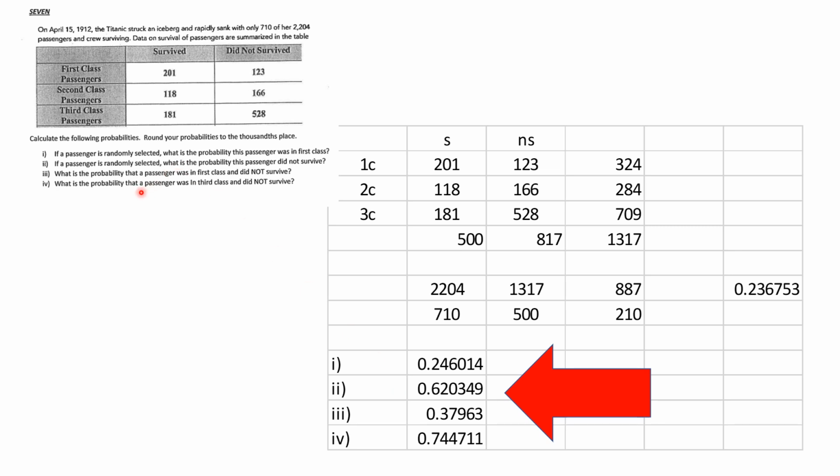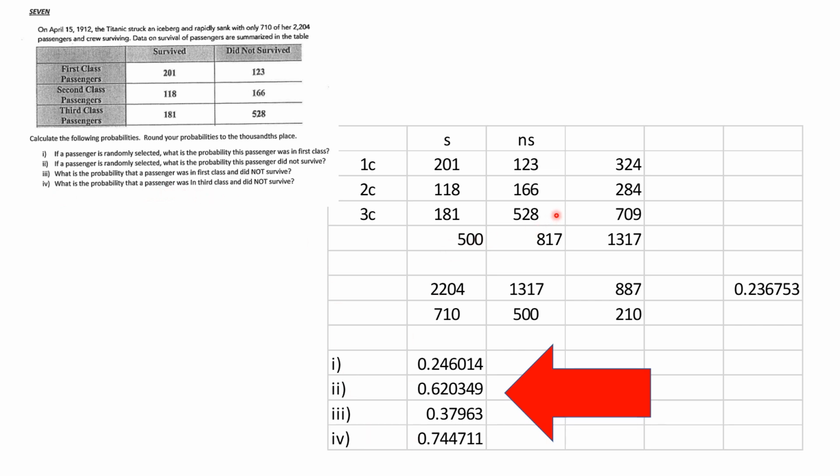The third question was, what's the probability that the passenger was in first class and did not survive? Well, first class and did not survive, this is 123 over 324, and that's the conditional probability. That gives you 0.37963.